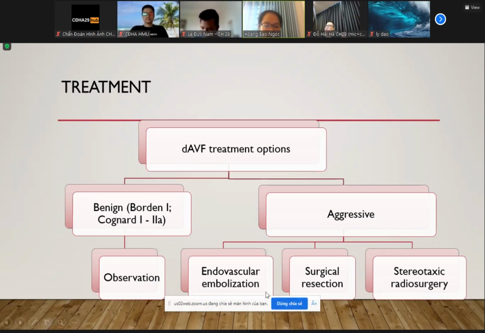Among those, endovascular embolization is the minimally invasive technique, which can be considered the first-line treatment of dural AVF. If endovascular embolization is not feasible or insufficient, surgery can be necessary, and it can be open surgery or microsurgery. But there are some difficult lesions that need a combination of endovascular embolization and surgical resection.